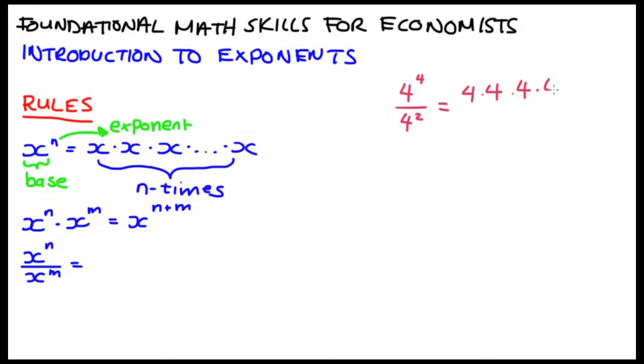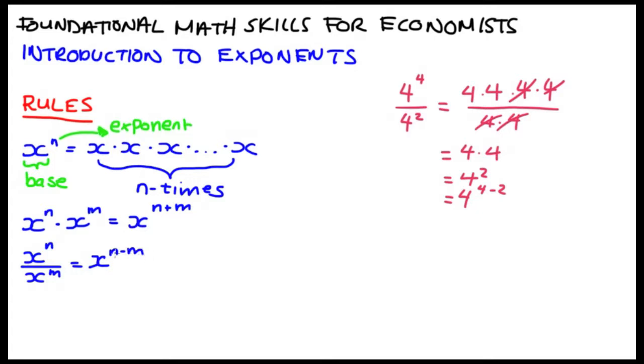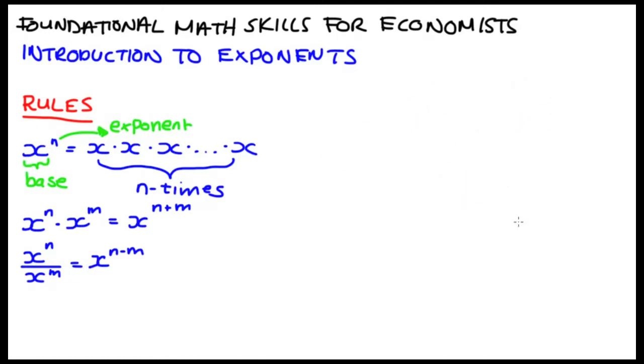On the numerator we have 4 times 4 times 4 times 4, and on the denominator we have 4 times 4. Let's cancel out where we can, and we're left with just 4 times 4. This is two 4's multiplied together, which is just 4 squared, or 4 to the power of 2. Note that this is actually 4 to the power of 4 minus 2. That is our numerator exponent minus our denominator exponent. So this is our second rule, and that is x to the power of n divided by x to the power of m is equal to x to the power of n minus m.